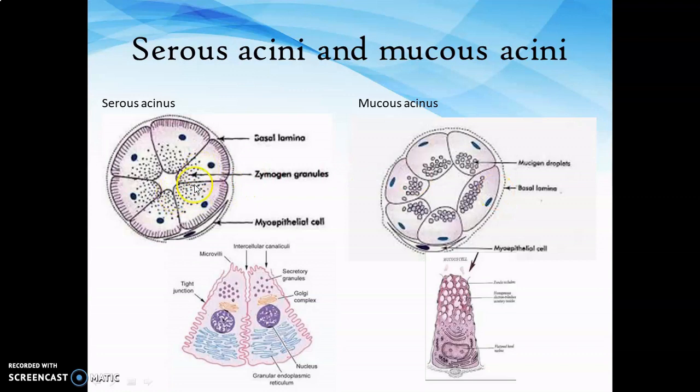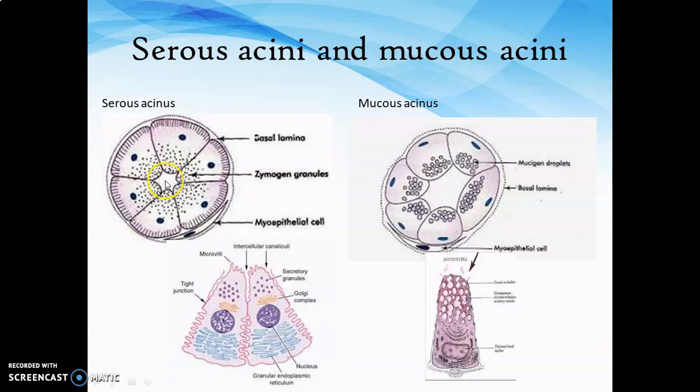Adjacent cells of acini are connected to each other by means of intercellular junctions. Intercellular junctions are present in both serous and mucous acini. The intercellular junctions, as you can see here, help to hold the cells together in the acinus and also control the permeability of the acini. And the secretions from the cells are secreted into the central lumen.